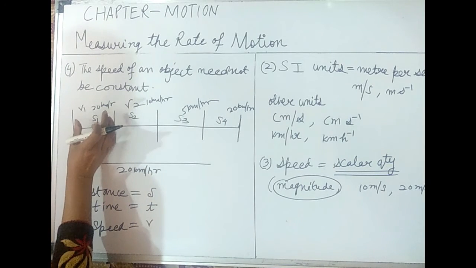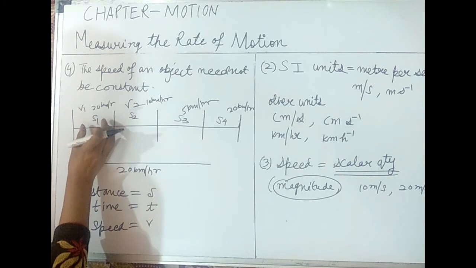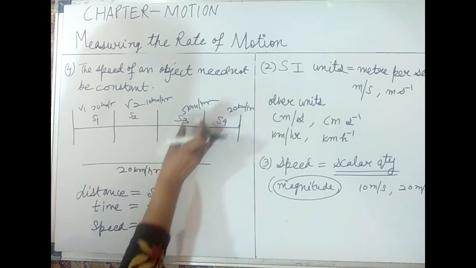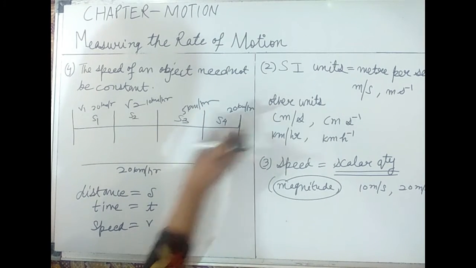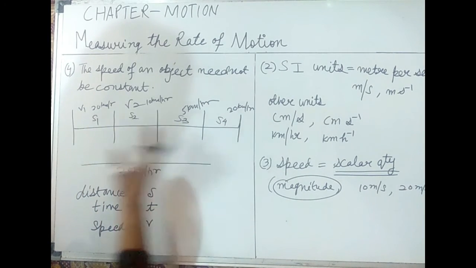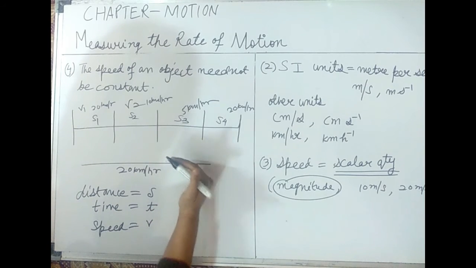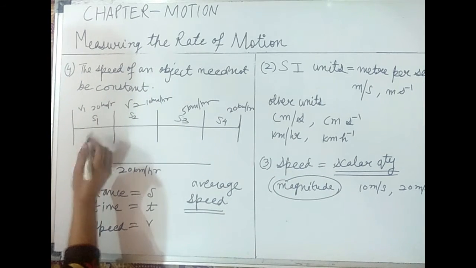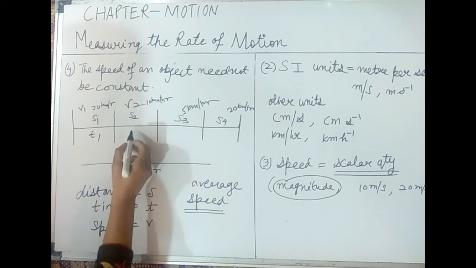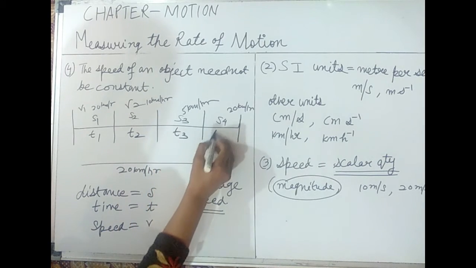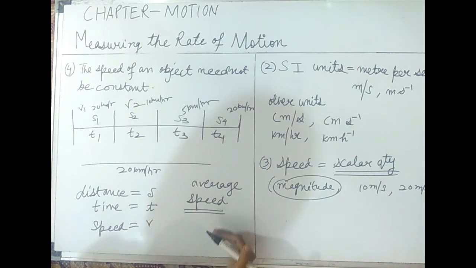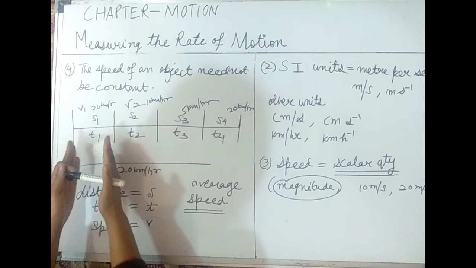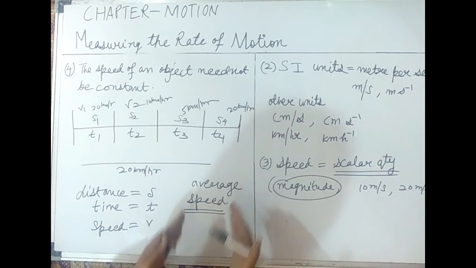So the object is continuously changing its speed. Some distance it is covering with one speed, some distance with another speed, and so on. When the speed is continuously changing and not constant, we will find the average speed. Time for this distance is, let's say, t1, for this distance t2, then t3 and t4. How will we calculate average speed now? We will sum up all these distances and divide by the sum of all the time taken. That will be our average speed.